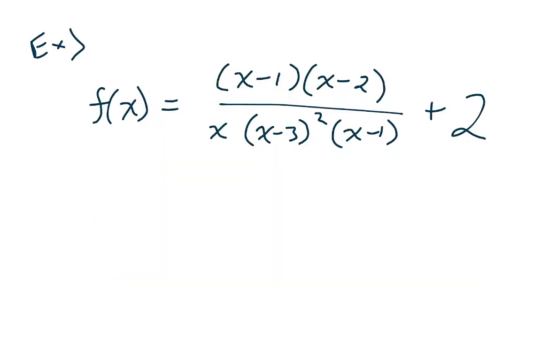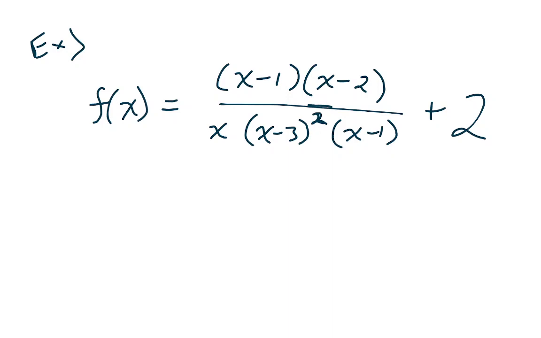Let's do a super problem. Super tricky? Not necessarily. Just lots of stuff to think about. We're going to do a rational function that's got all kinds of goodies. It's got a numerator. It's got a denominator. It's got even a plus 2 at the end.